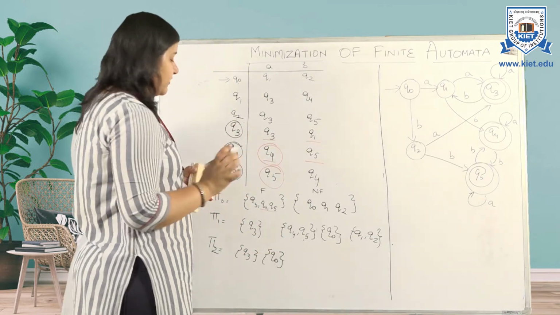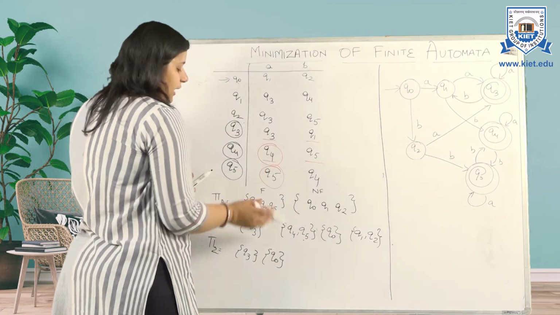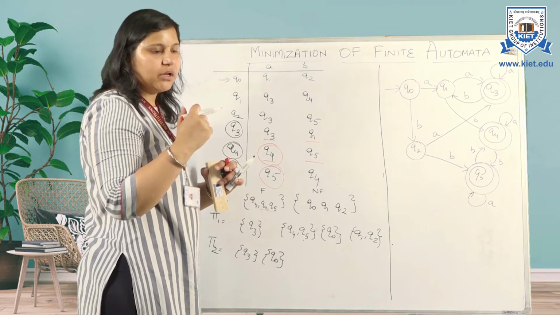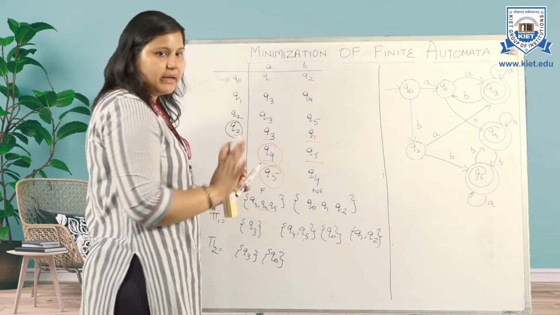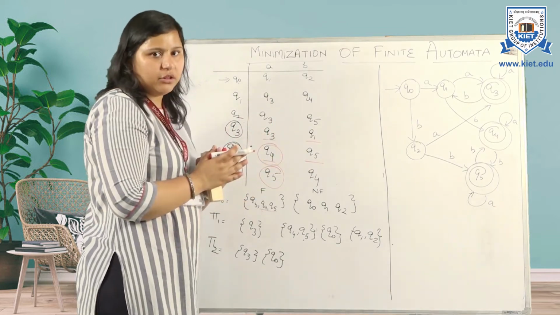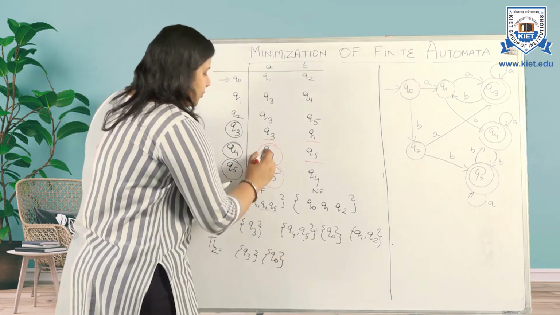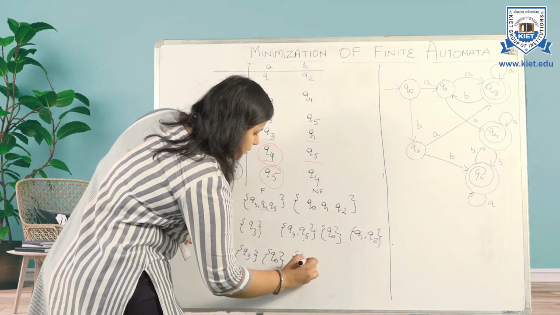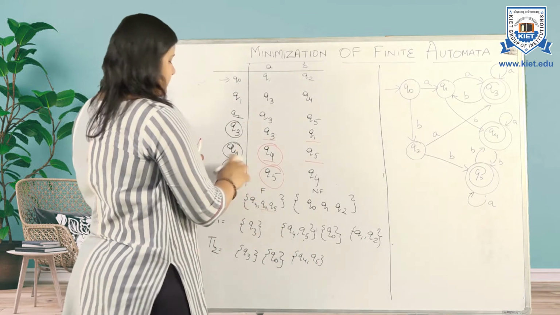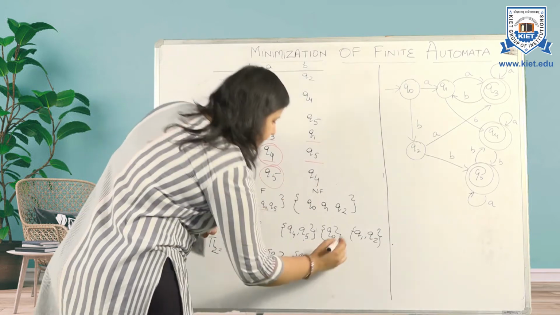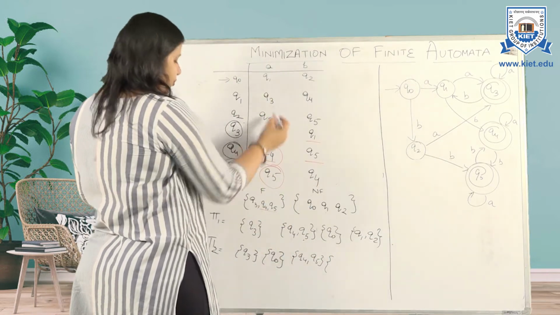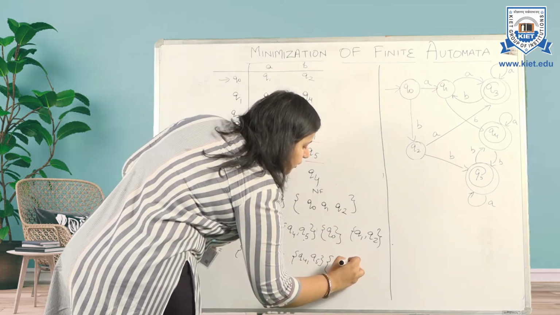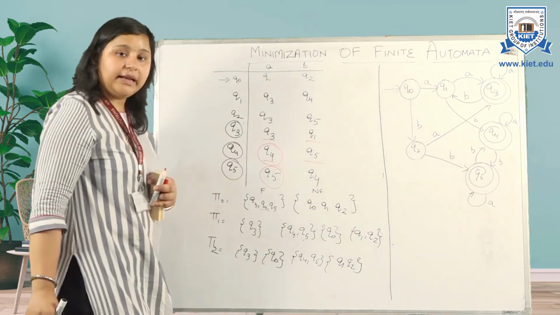Remember one very important thing: when we are comparing, we will compare only A transitions among each other and B transitions among each other. Don't compare all 4 transitions together, okay? So Q4 and Q5 are in the same set in pi 2 also because the transitions are the same, 4 and 5, 5 and 4. Now Q1 and Q2: Q3 belongs to one set, 4 and 5 belong to one set. So Q1 and Q2 also belong to one set, right?